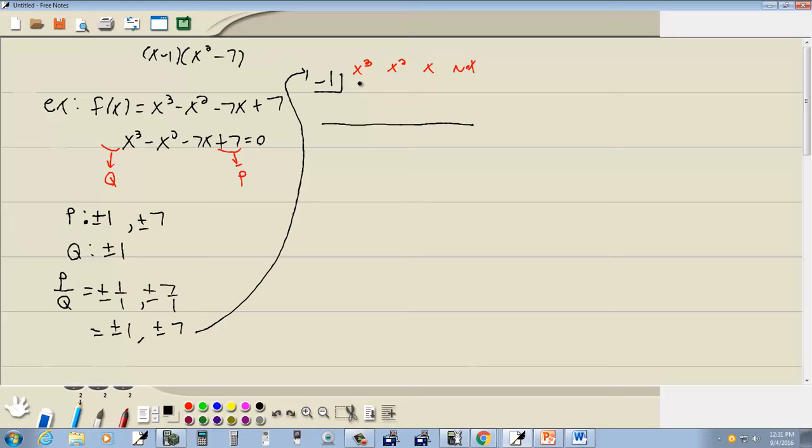The number in front of our x to the third is a 1, in front of the x squared is a negative 1, in front of the x is negative 7, and no x is a 7. Then we'll add, multiply, add, multiply, add, multiply, add, and we end up with a 12. Now what we're looking for is a remainder of 0. We have a remainder of 12, and that tells us that this is not an answer.